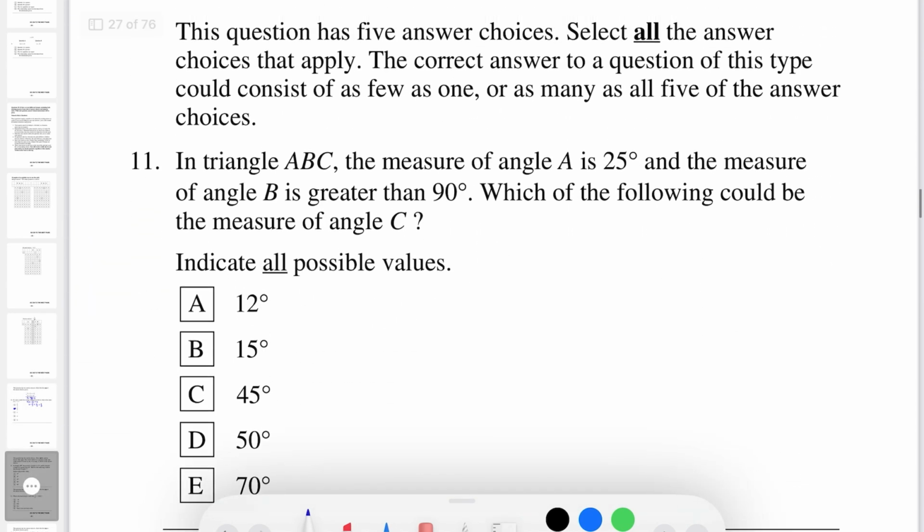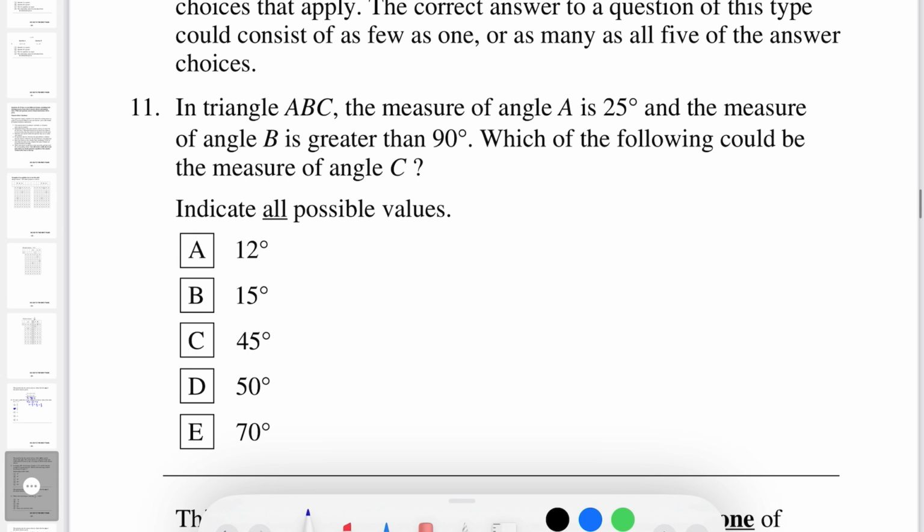Next question. This one is a select all that apply, so that means there could be more than one answer. In the triangle ABC, the measure of angle A is 25 degrees and the measure of angle B is greater than 90 degrees. Which of the following could be the measure of angle C? With a problem like this, I like to find a range of what B could be and what therefore C could be, and I'll choose all the answer choices that fit that range.